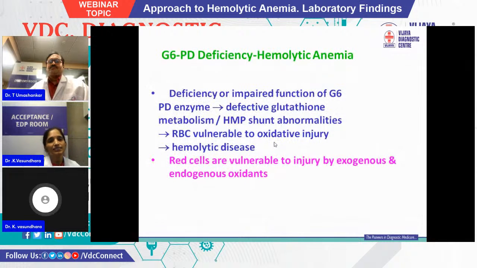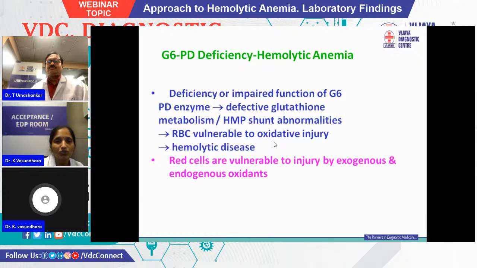Next is G6PD deficiency hemolytic anemia. In G6PD deficiency, there is defective glutathione metabolism. Reduced glutathione is essential for detoxifying the H2O2 generated in metabolism. There is a defect in the G6PD enzyme, so the H2O2 is not metabolized and accumulates in the RBC, causing damage to the RBC. It causes denaturation of hemoglobin, leading to destruction of the RBCs.